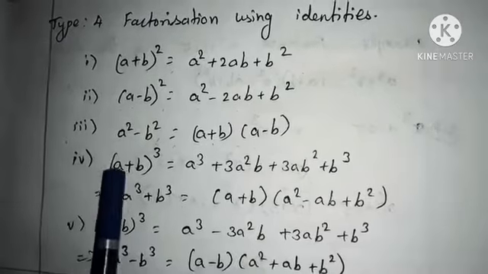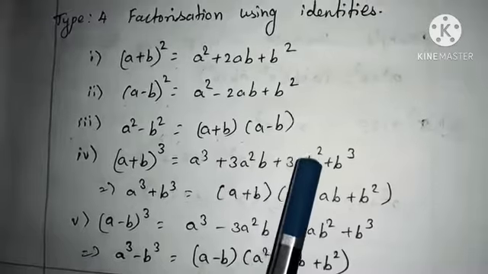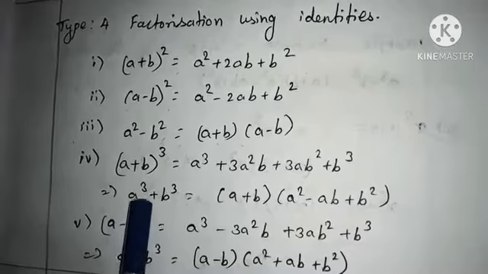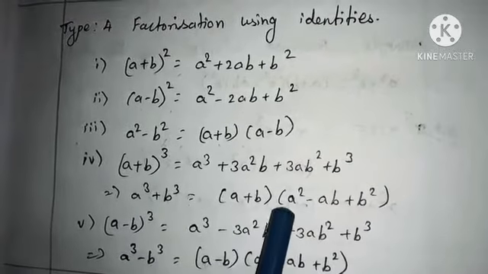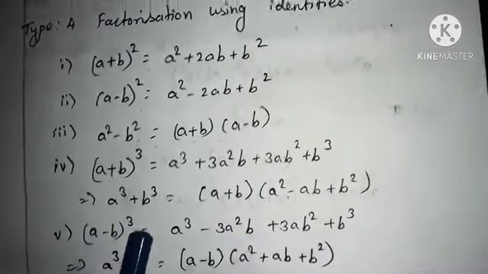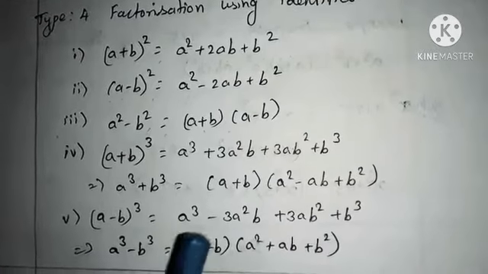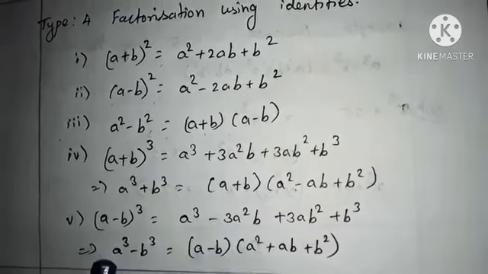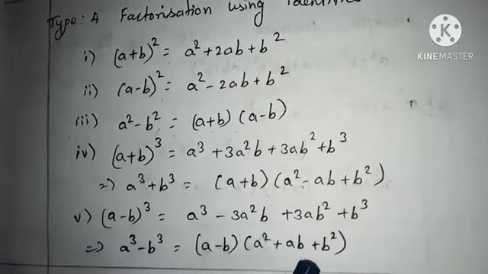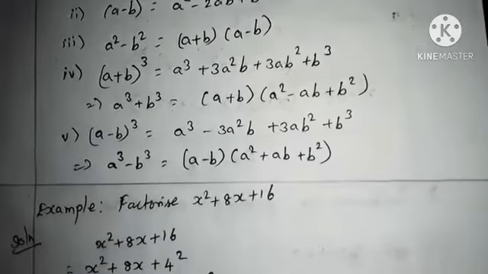That is, a plus b the whole cube is equal to a cube plus 3a square b plus 3ab square plus b cube. This identity can be factorized as a cube plus b cube equal to a plus b into a square minus ab plus b square. In the same way, a minus b whole cube is equal to a cube minus 3a square b plus 3ab square minus b cube. The factorizable form of this identity is a cube minus b cube is equal to a minus b into a square plus ab plus b square. Using these identities, we are going to factorize the given algebraic expression.